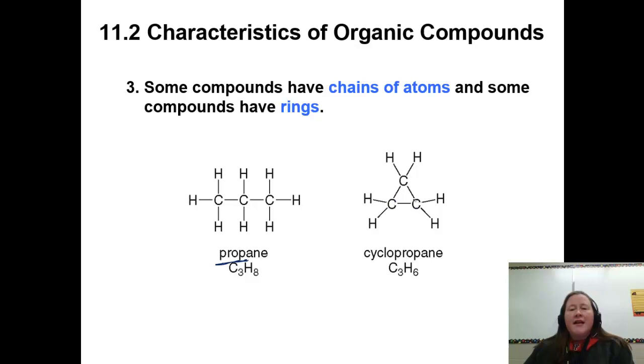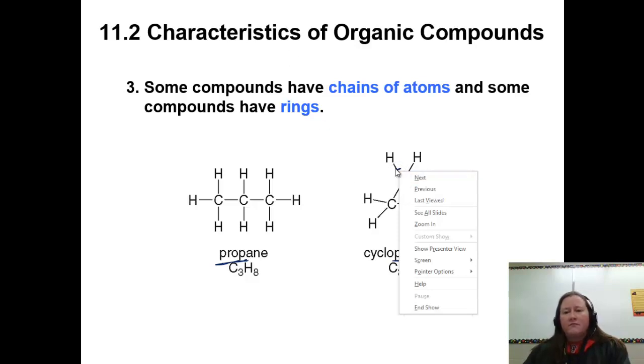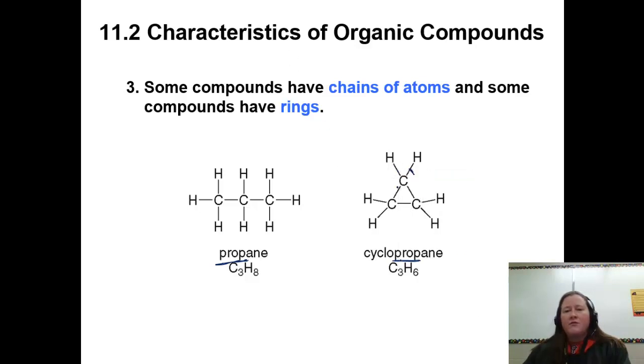Since these are connected in a circle, this is also an alkane. It's called a cycloalkane. There are 3 carbons, again, associated with 3 is the prefix prop. That makes this cyclopropane. Look at each carbon. Each carbon is surrounded by 4 bonds. 1, 2, 1, 1, 2, 3, 4.